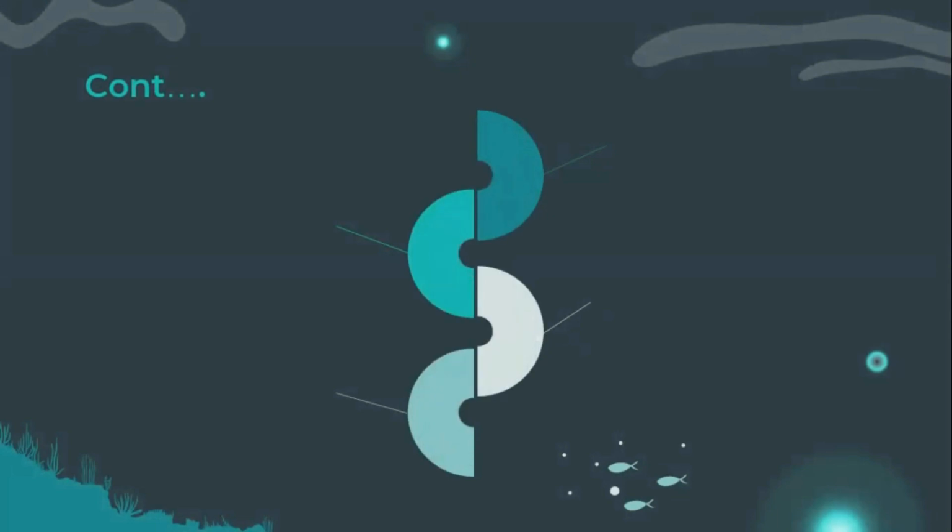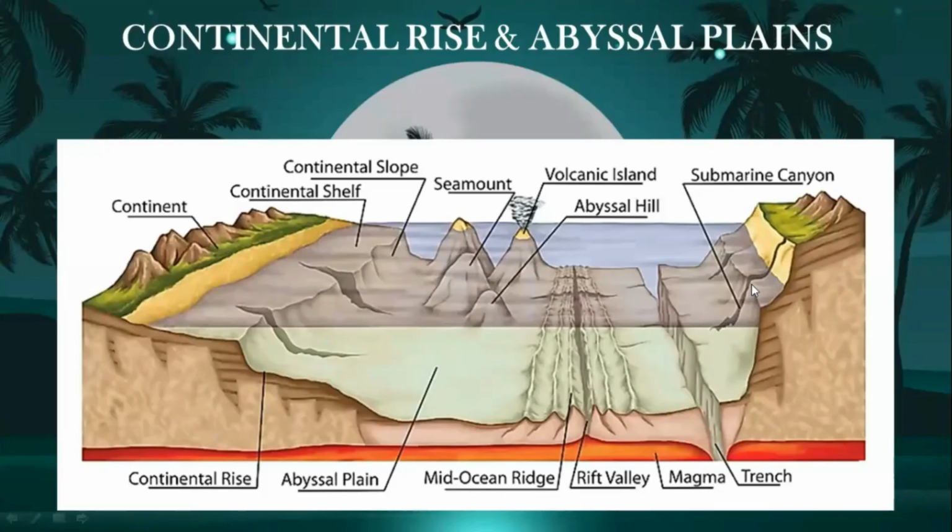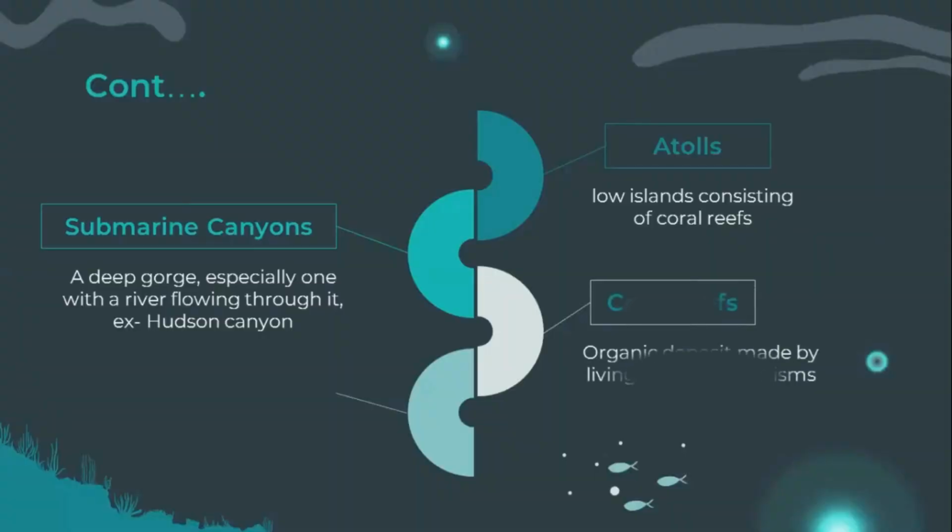Next, we find some other features like the submarine canyon, which is a deep gorge. This is a submarine canyon. It is a deep gorge wherein there might be some river valleys. Then atolls. What are basically atolls or coral reefs? I will explain this from the next slide.